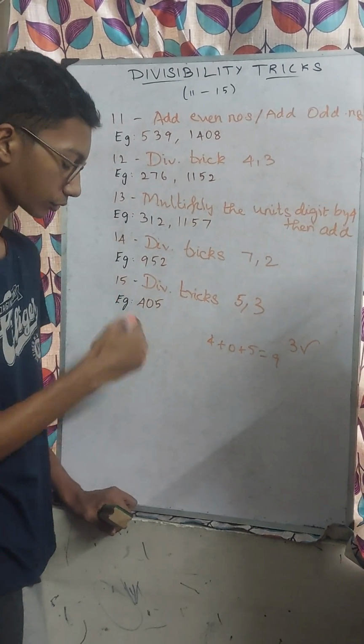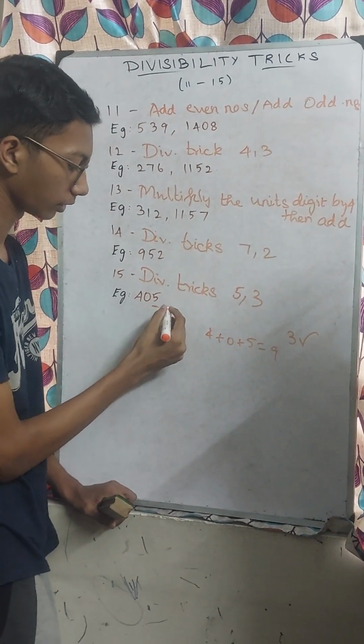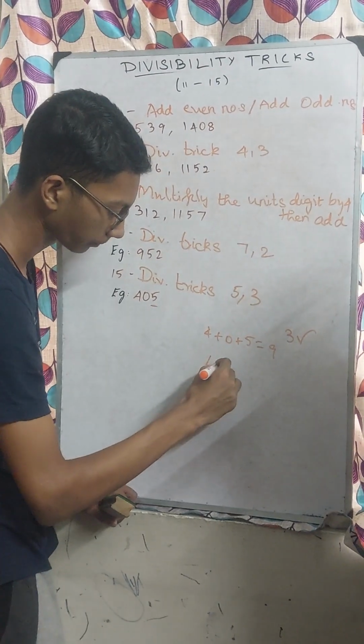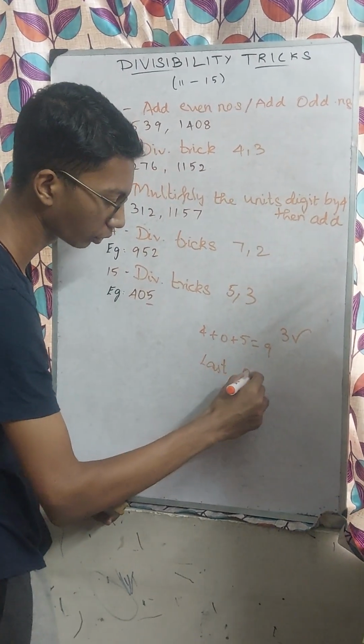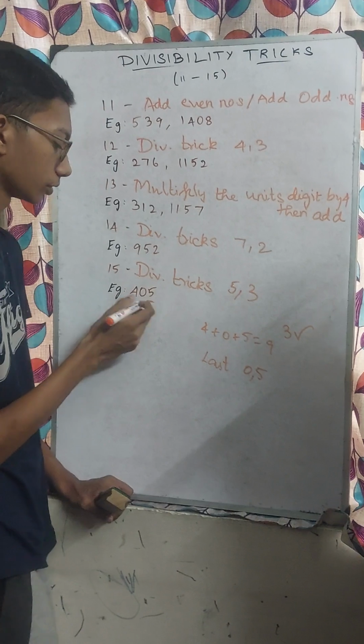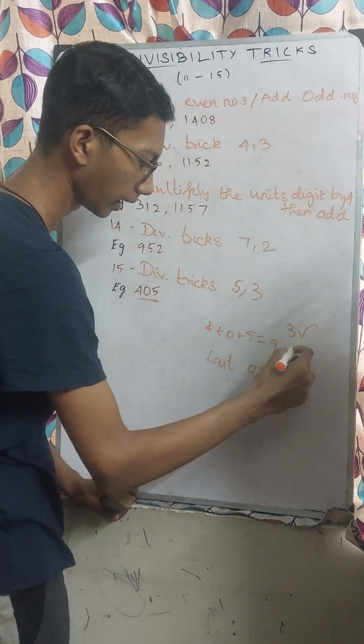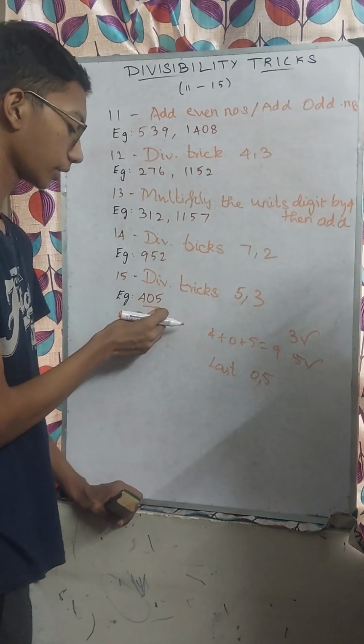Now for 5 it is actually easier. The last digit must be either 0 or 5. Since this has 5, this number is divisible by both 3 and 5. So this number is actually divisible by 15.